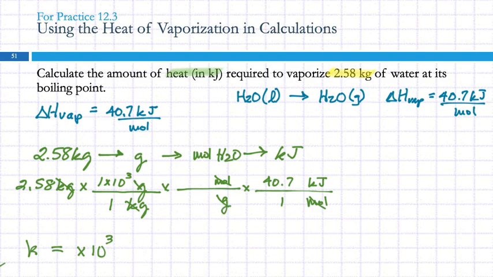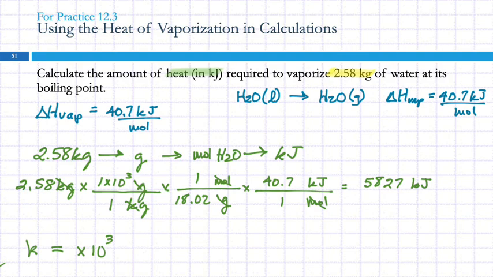And then in the middle is the molar mass. So I happen to remember that one. It's 18.02. But you could always just calculate that. So 2.58 times 1E3 divided by 18.02 times 40.7. Anybody else get that number? Yeah? Okay. I've been making a lot of mistakes lately.